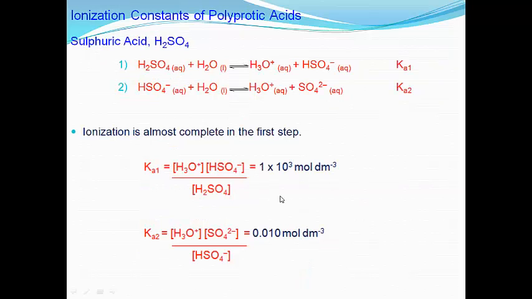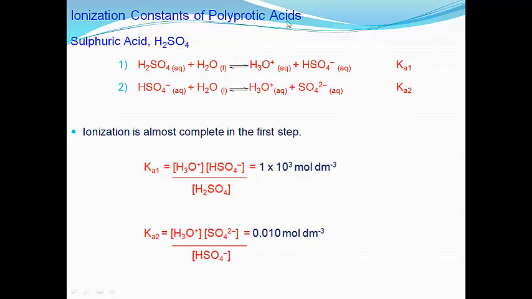Let us look at sulfuric acid. Here we have H2SO4 plus water to give us H3O+ plus HSO4-. This conjugate base reacts with more water to give H3O+ plus SO4 2-. The corresponding equilibrium constants are 1 times 10 to the 3 mole per dm cube and 0.01 mole per dm cube, telling us that the ionization is almost complete in the first step.